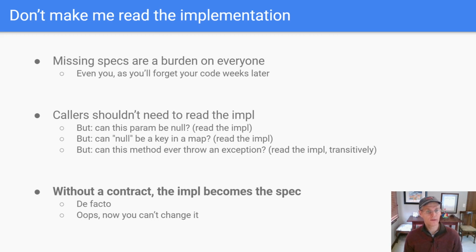So the message that you should take away from this is that if you don't put a contract on your code, no matter how lightweight you put it in there, the implementation de facto becomes the spec. And the problem is, once the implementation becomes the spec, your hands are tied. You probably can't change it. Or that is, if you want to change it, you now own all the changes to the client code that's calling into yours.